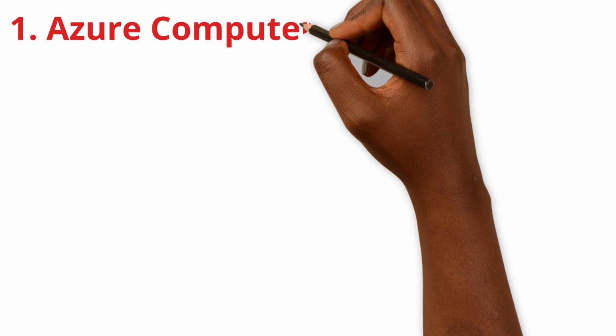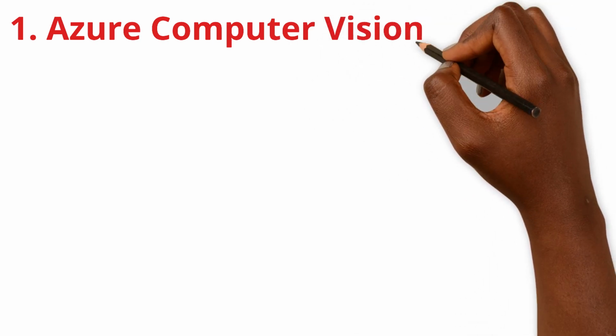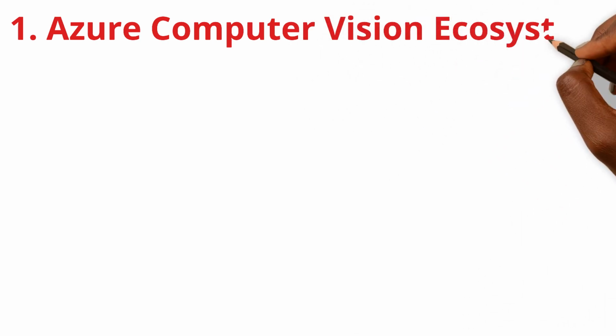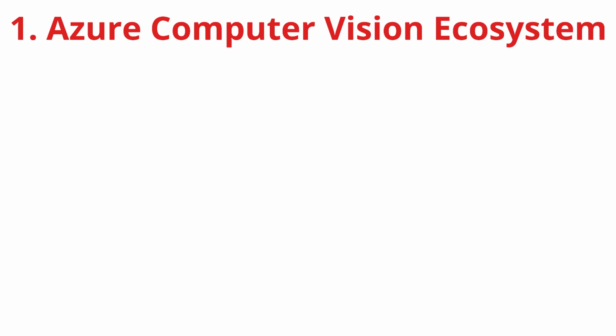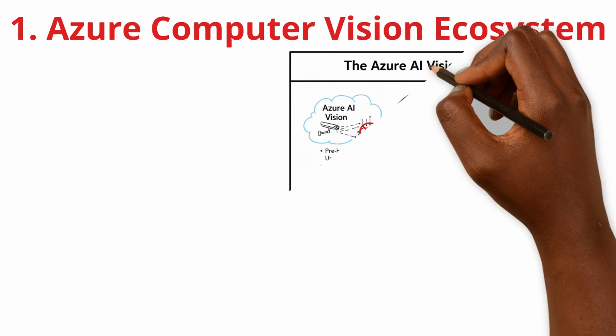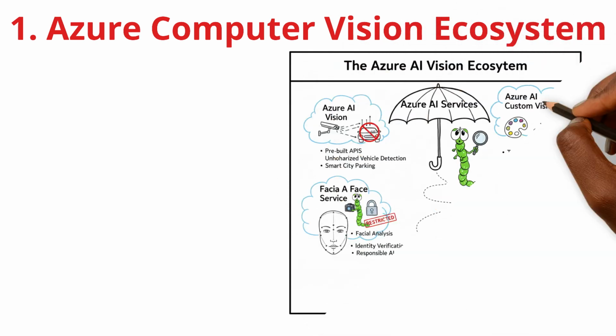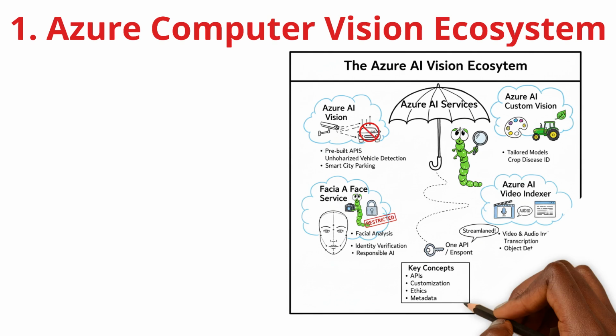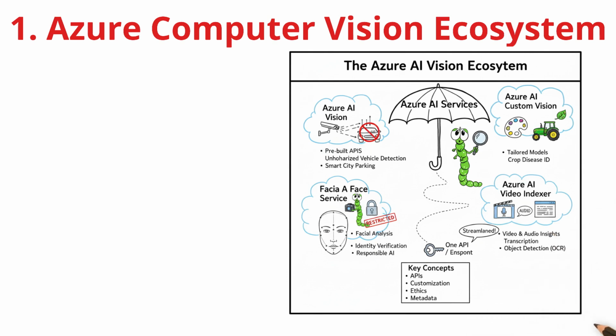Microsoft provides a tiered approach to vision, offering a toolkit that ranges from ready-to-use APIs to highly specialized machine learning environments. Azure AI Vision. First, we have the flagship, Azure AI Vision. This is built for developers who need sophisticated image and video analysis without building a model from scratch. Think of a smart city project where cameras need to identify unauthorized vehicles in a parking lot. It's all about fast deployment and cost-effective scaling.